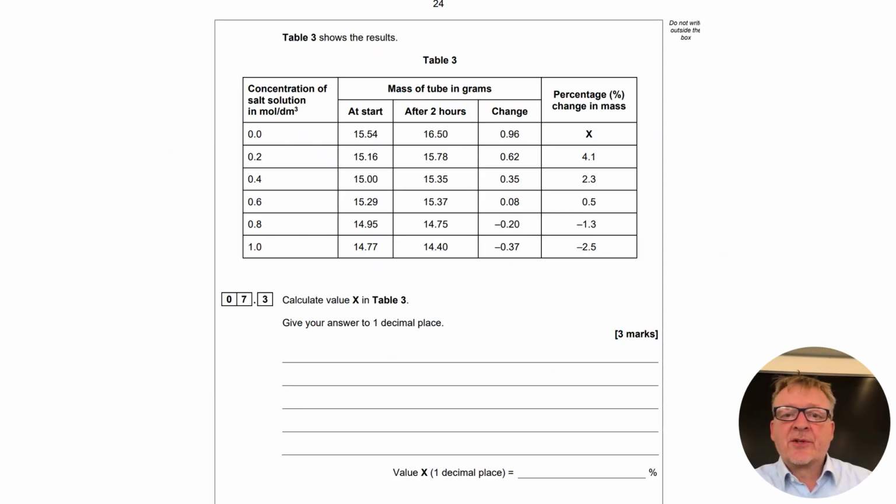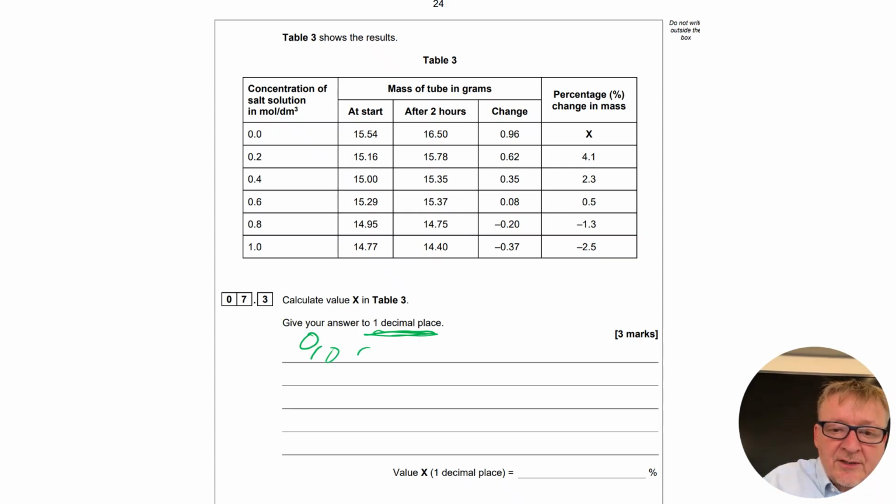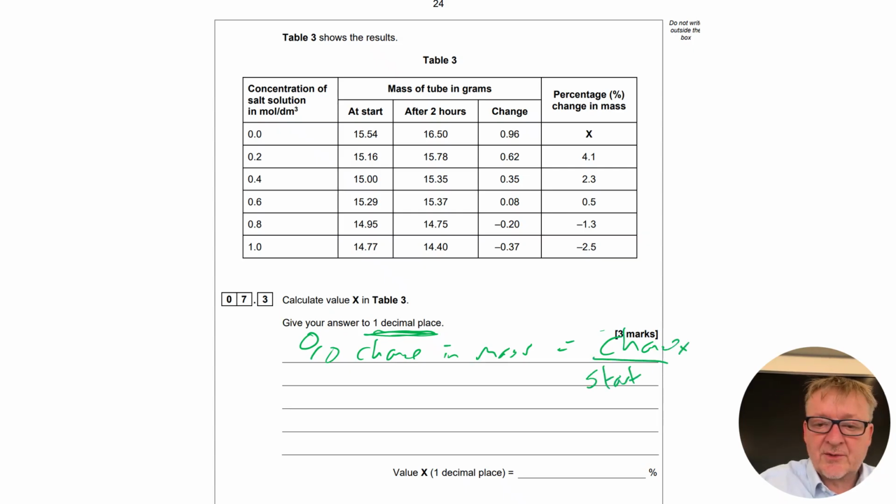Table 3 shows the results: concentration of salt solution, mass at the start, after 2 hours, and change. Calculate the percentage change in mass. Calculate the value X in table 3. Give your answer to 1 decimal place. There's 1 mark. So I'm going to put here: percentage change in mass equals the change divided by the start, times 100.